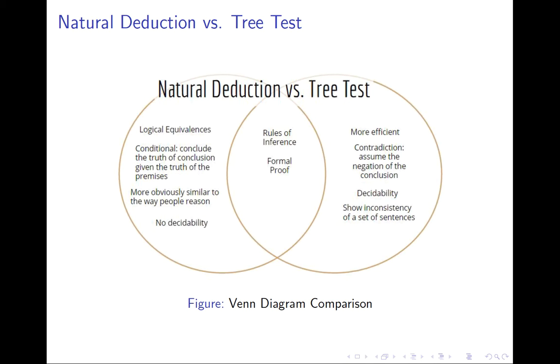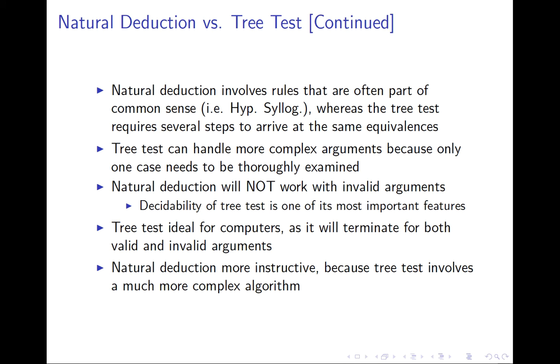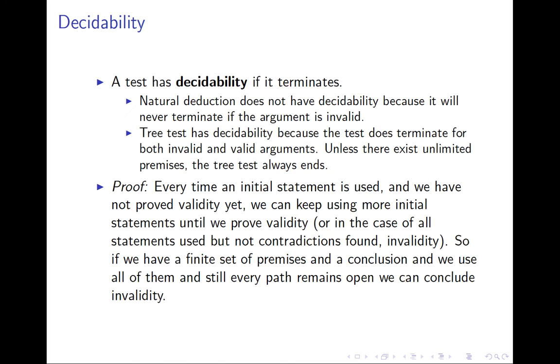Something else is that natural deduction is a little bit more similar to the way people reason because it overlaps a little bit more with common sense, such as the hypothetical syllogism. One huge difference between natural deduction and a tree test is that a tree test has decidability and natural deduction does not. This is because natural deduction will not work with invalid arguments. If you input an invalid argument into natural deduction, you will get nowhere. This also means that the tree test is a lot more ideal because of this, but despite this, natural deduction is a little bit more instructive because it is a lot less complex than the tree test.